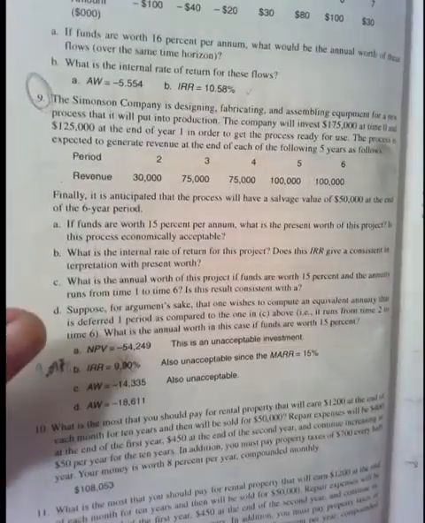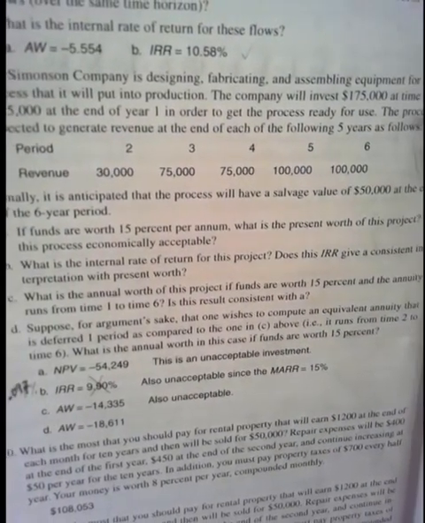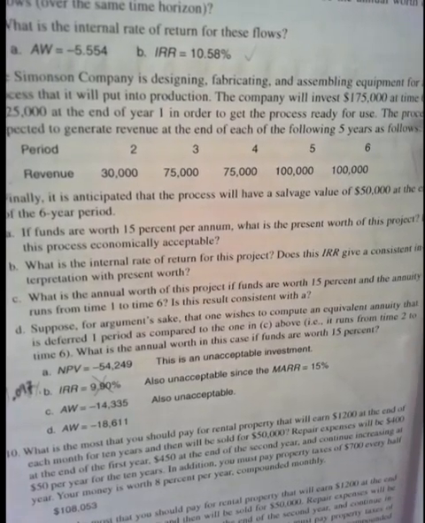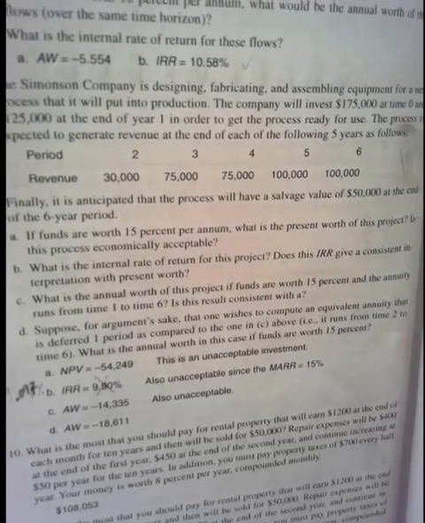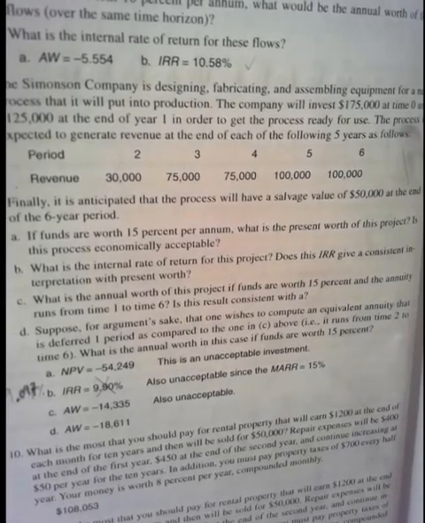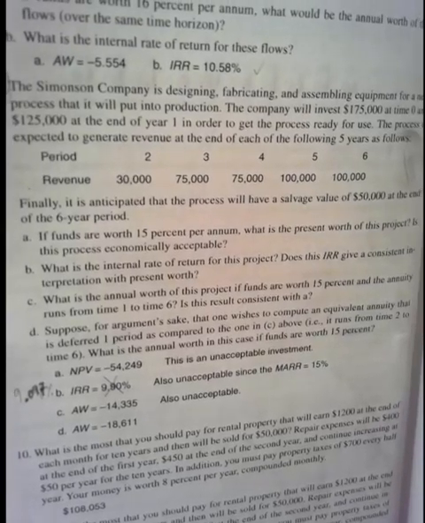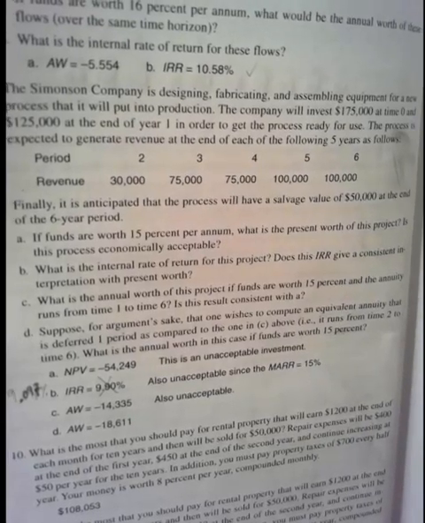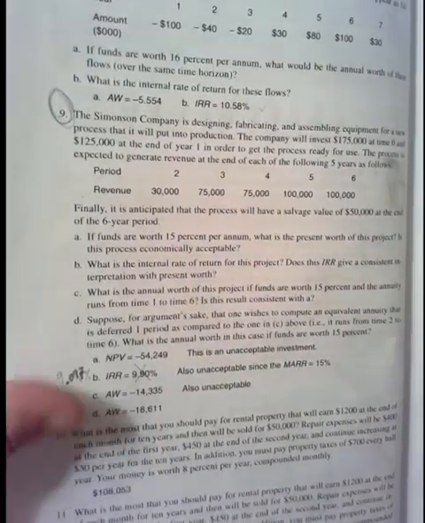Then lastly, part D. Suppose for argument's sake that one wishes to compute an equivalent annuity that is deferred one period as compared to the one in C above. That is, it runs from time 2 to time 6 instead of from time 1 to time 6. What is the annual worth in this case if the funds are worth 15%? So a little twist on when the annuity is going to start. It forces us to find a new annuity and adjust the value. You will see how that is done. Then you have the solutions below.